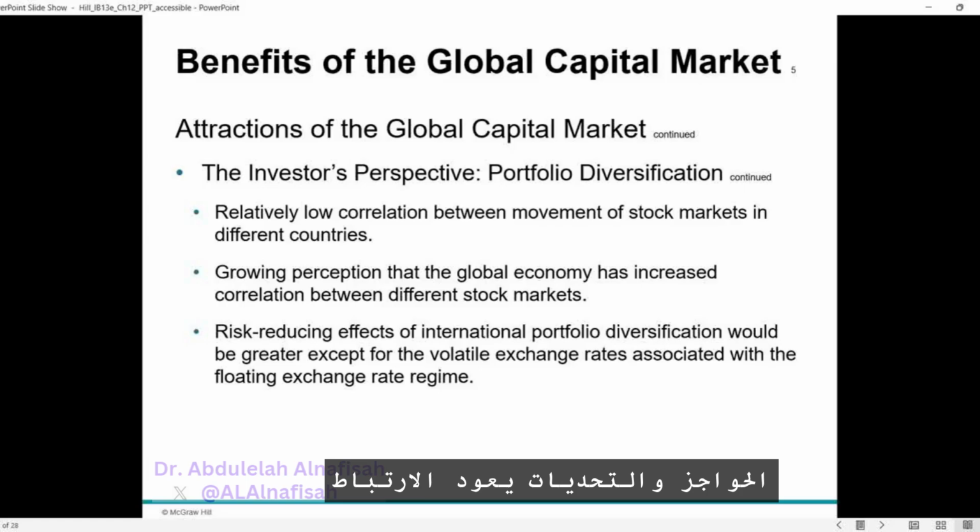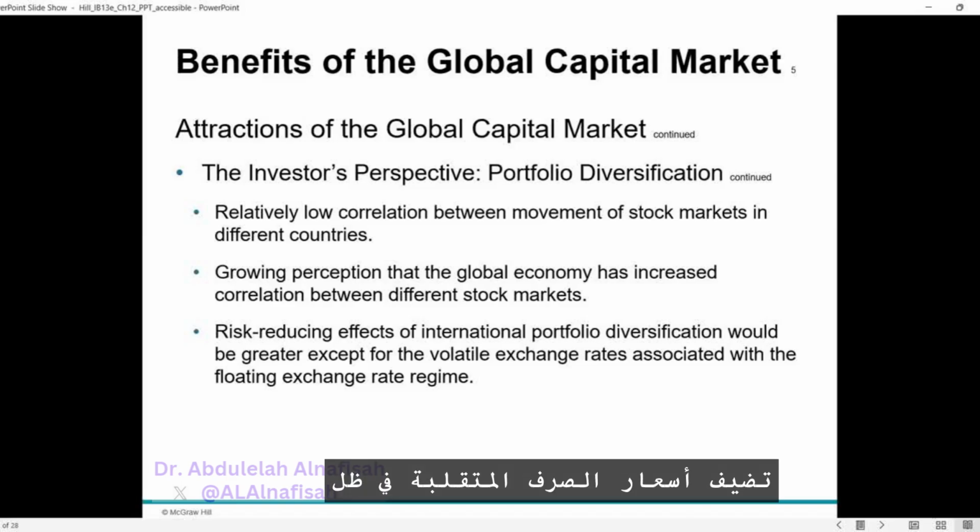Barriers and challenges. The low correlation across countries is due to differences in macroeconomic policies, economic conditions, and capital controls. However, these benefits are sometimes constrained by barriers such as limits on foreign ownership or restrictions on cross-border investments.